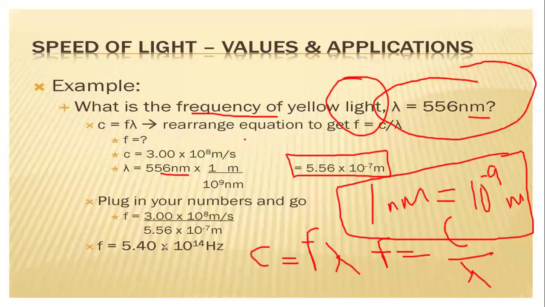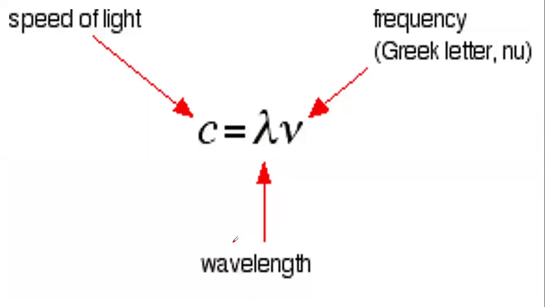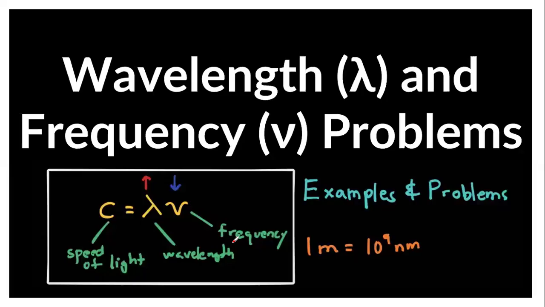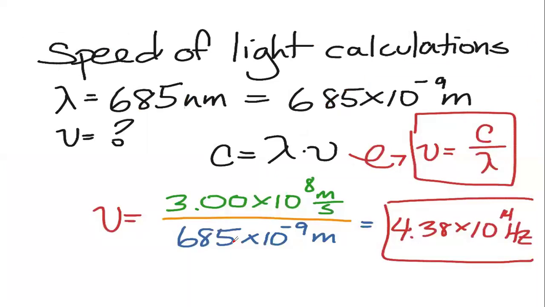Okay, so after I divide that, I get this as my final answer: 5.4 times 10 to the power 14 hertz. If you want, you can put s to the power minus 1, or you can just put the second. These are also the units for frequency. But the recommended one, just put hertz there. Okay, so another example using this same formula.